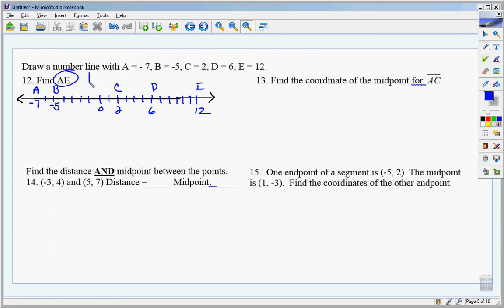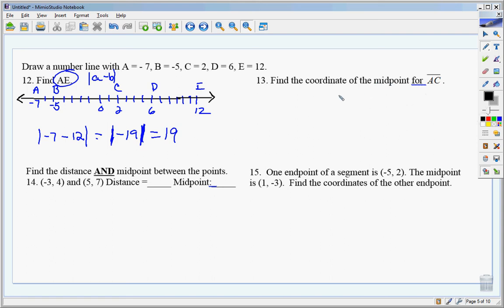The distance formula on a number line says the absolute value of A minus B. In other words, the coordinates of A and the coordinates of E in this case. Absolute value, -7, minus the coordinate of E, which was 12. -7 minus 12 more would be -19. And the absolute value of -19 is 19.